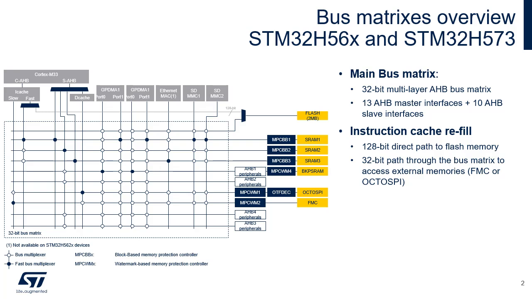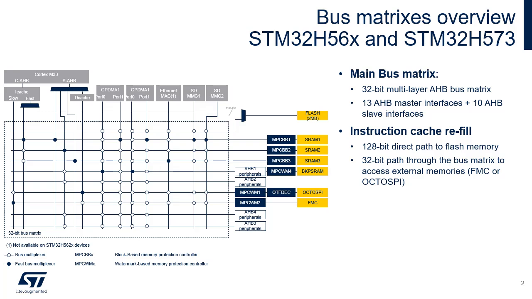In order to offer a high bandwidth path to refill the instruction cache, a direct 128-bit bus connects the fast port of the instruction cache to the flash interface. The bus matrix features a fast bus multiplexer used to connect each master to a given slave without latency. For the same master, other slaves undergo a latency of at least one cycle at each new access.